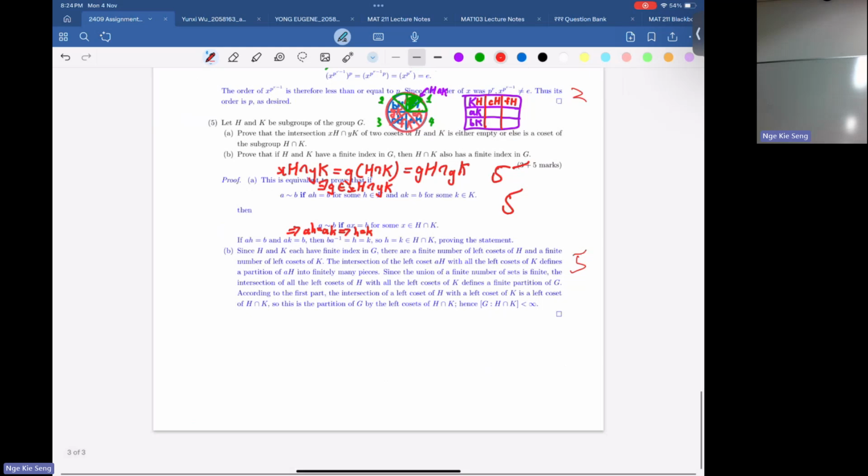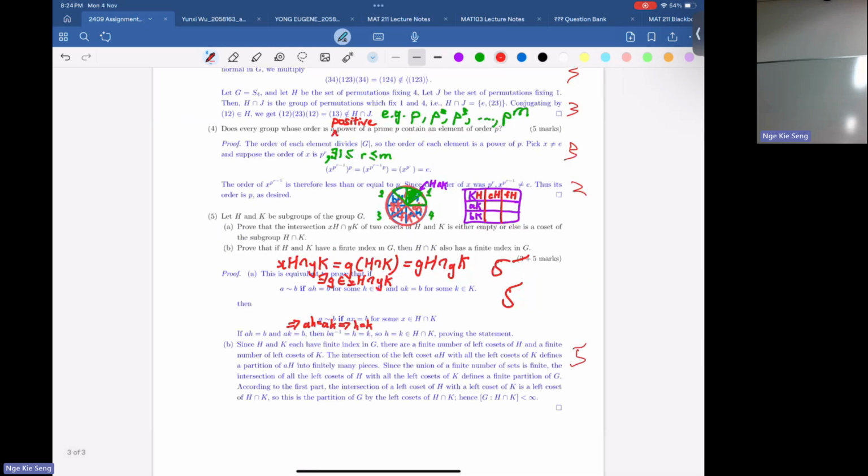Right. So far, any questions for this assignment? This assignment is not as long as the previous one. Just that there are some concept statements that you need to be aware of.